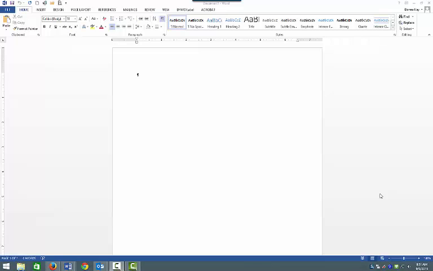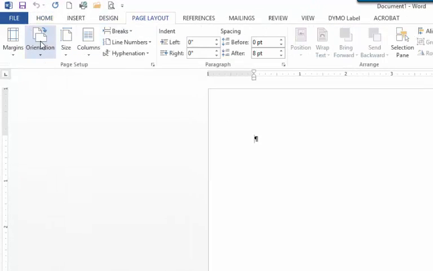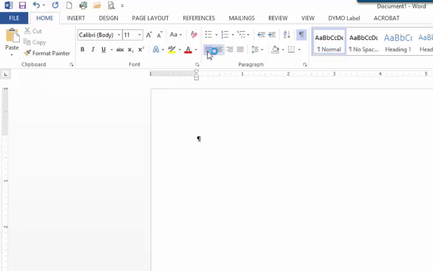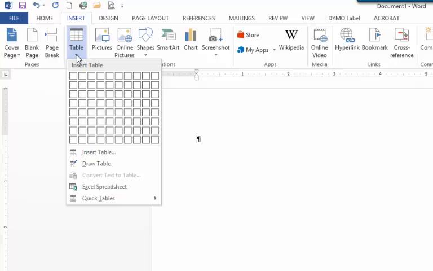Okay, let's talk a little bit more about developing a rubric by putting one together. So first thing I'm going to do is go into Word, and I always like to change my page layout orientation to landscape so I have the wider page to work on. Then I'm going to go in and insert a table. And depending on how many criteria or how many levels of achievement that I want will determine how many columns I'll use in my table.